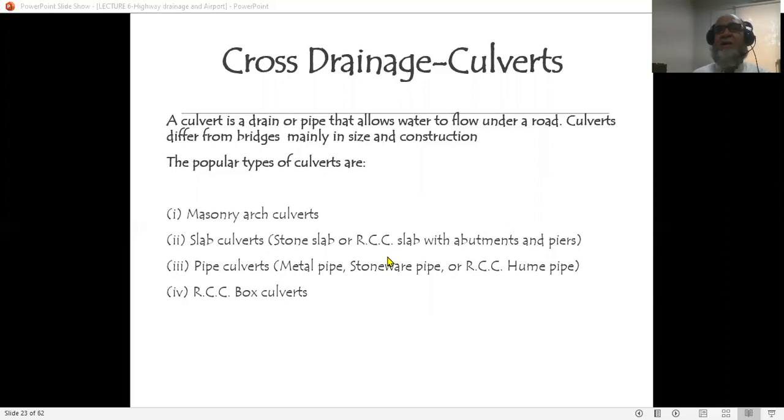People are often confused between a culvert and a bridge. Any bridge that is less than 6 meters long, you can say, is a culvert. The rest is a bridge. The height of a culvert is lesser as compared to the height of a bridge. Technically speaking, as the height of the bridge increases, the cost also increases. As we have seen in one of the diagrams, the popular culverts are masonry arch, slab culvert, pipe culvert, and RCC box culverts.